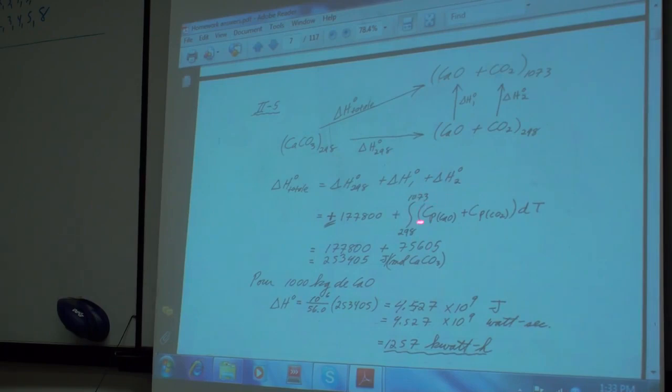And then from 1073, for heating the products, is just the integral of the sum of the CP's dt. You add the whole thing up, and you set it equal to 0. Then you can multiply by 1,000 kilograms and convert it to kilowatt hours. Okay, but this is how we draw the little cycle.